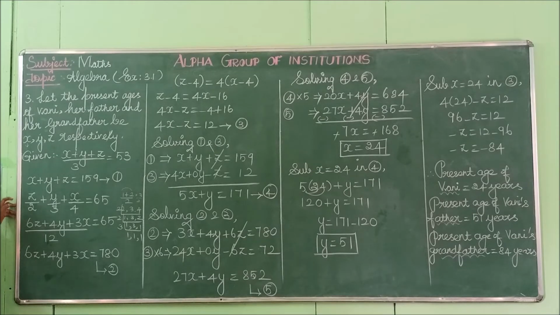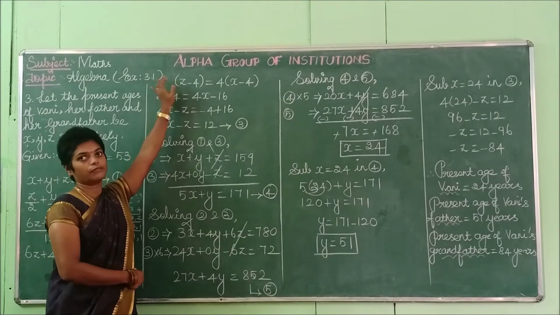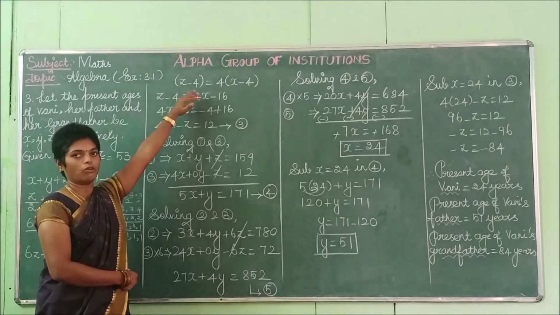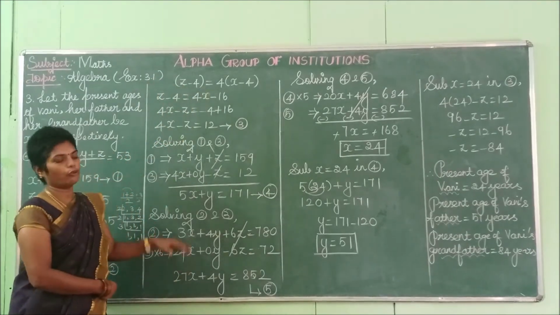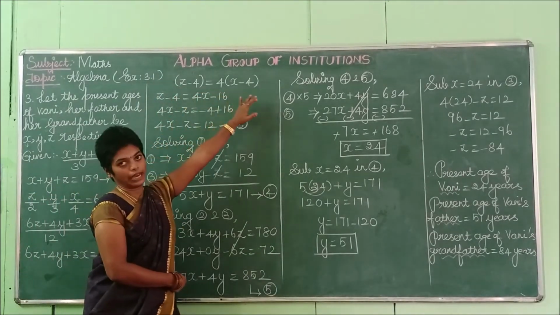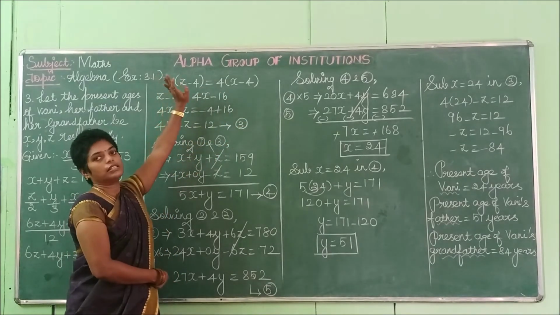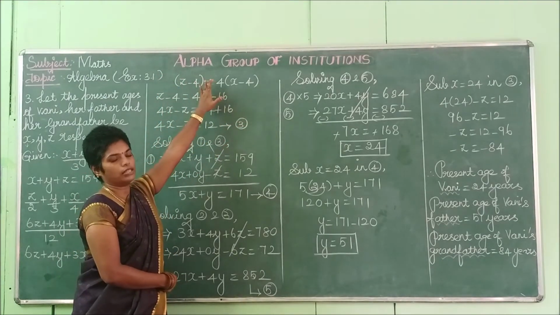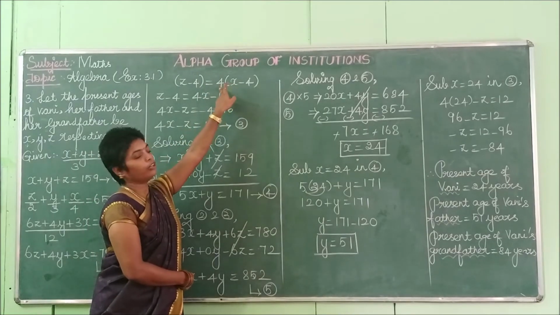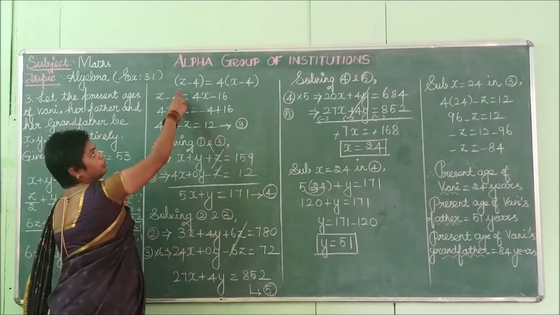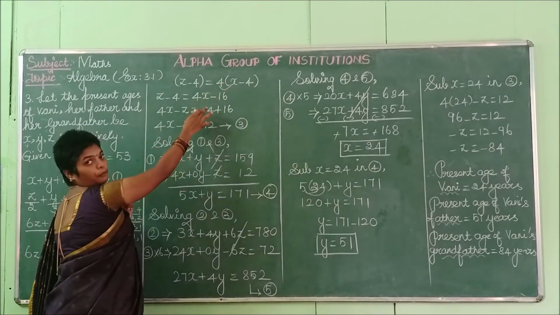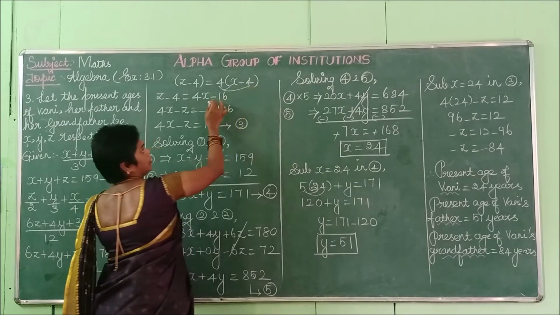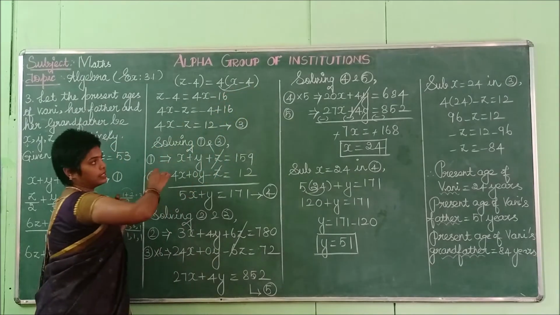Then 4 times means you have to multiply. So her grandfather's age is 4 times Vani's age. So 4 years ago means both terms you have to subtract by 4. Z minus 4, x minus 4. Grandfather's age is 4 times Vani's age. So for that Vani you have to multiply with 4. So you take z minus 4 and multiply this. 4 into x is 4x. 4 4s are 16. The negative, so minus 16.